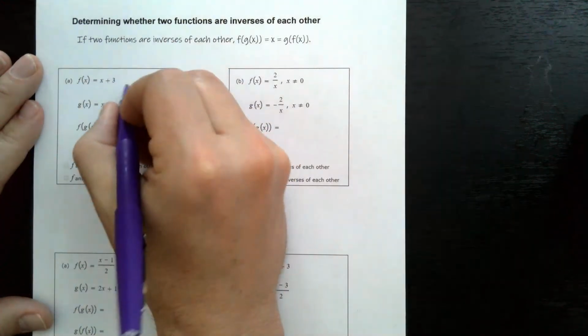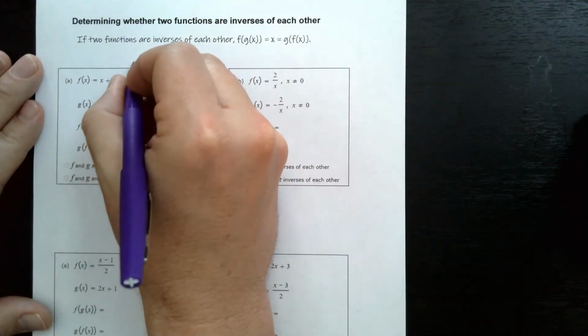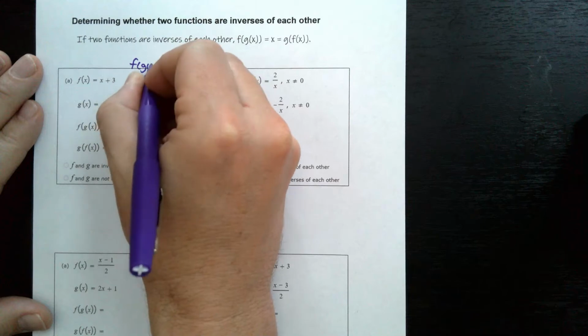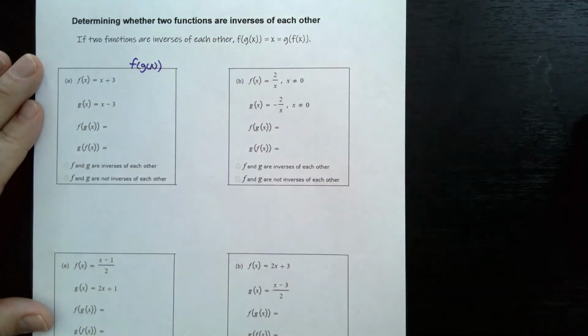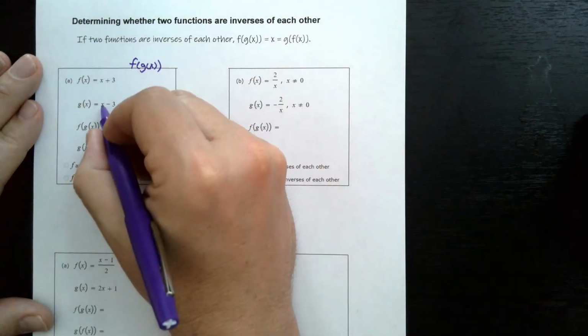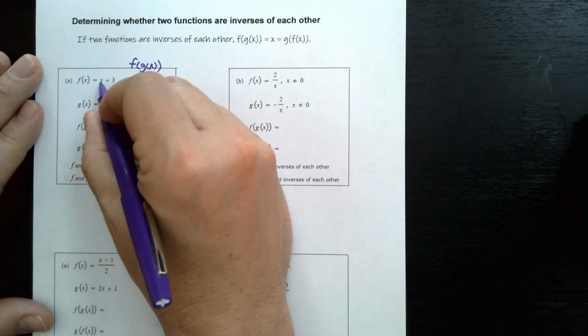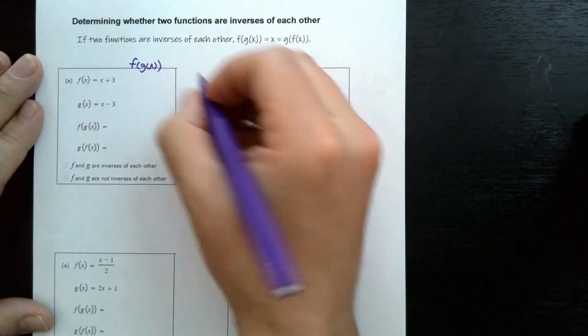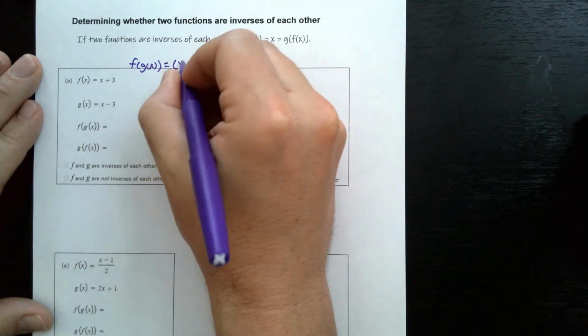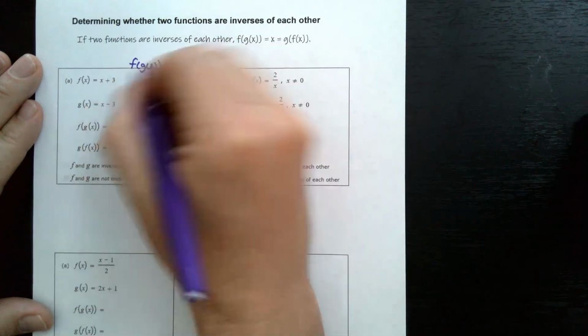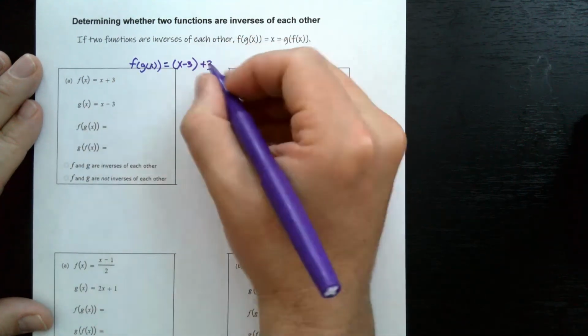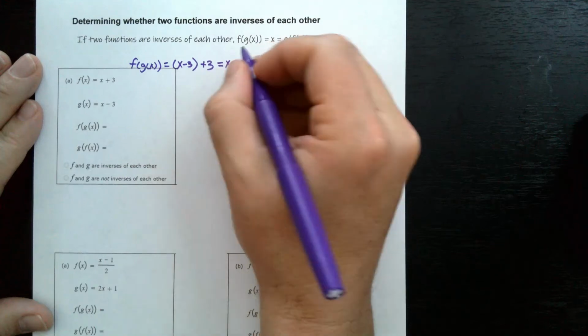Okay, so looking at this one, if we take f of g of x, that means g is going to go in place of x. So everywhere in this that I have an x, I'm instead going to put an x minus 3. So it's going to be x minus 3 plus 3. And the minus 3 and the plus 3 cancel out. You get x. So that works.